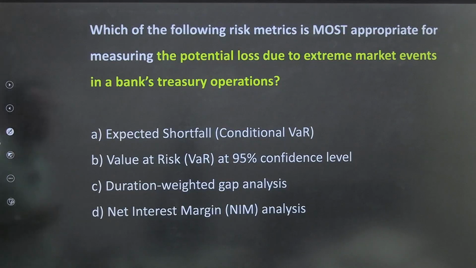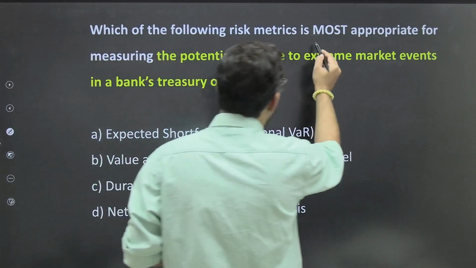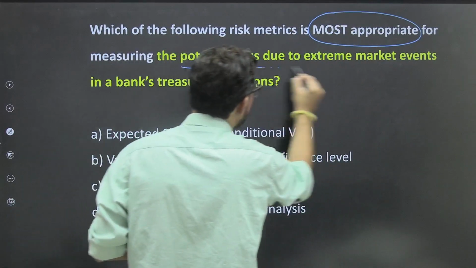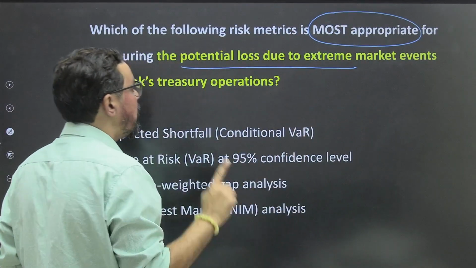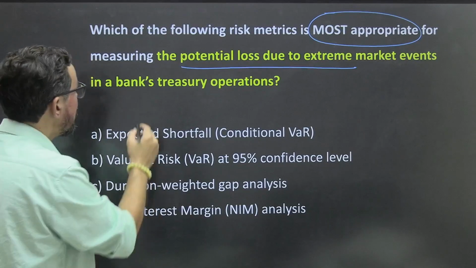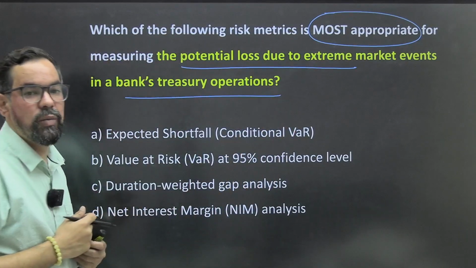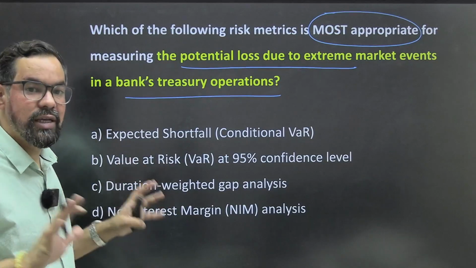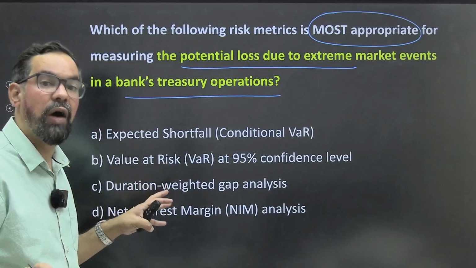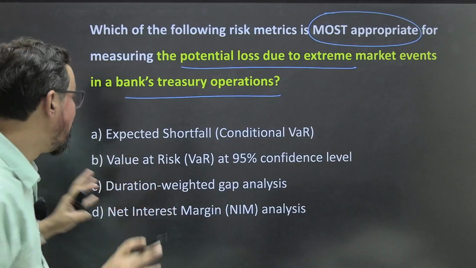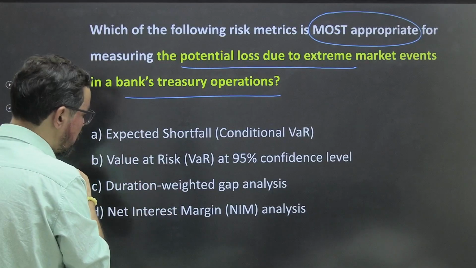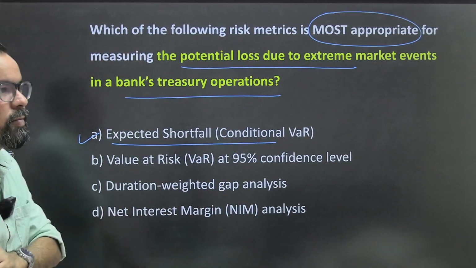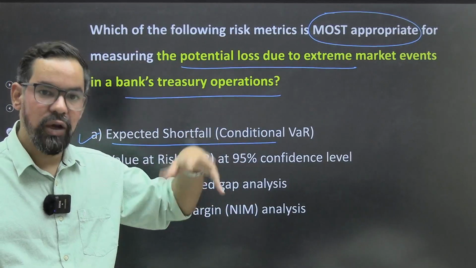Okay? Next one. Which of the following risk metrics is most appropriate for measuring the potential losses due to extreme market events in treasury operations? So what will be your correct answer? Stress testing. Okay. But here stress testing is the advanced version of VAR, which includes stress testing also. That is generally known as expected shortfall. Okay, the first one only will be the right answer for this one. So this is a kind of upgradation of your existing VAR system.